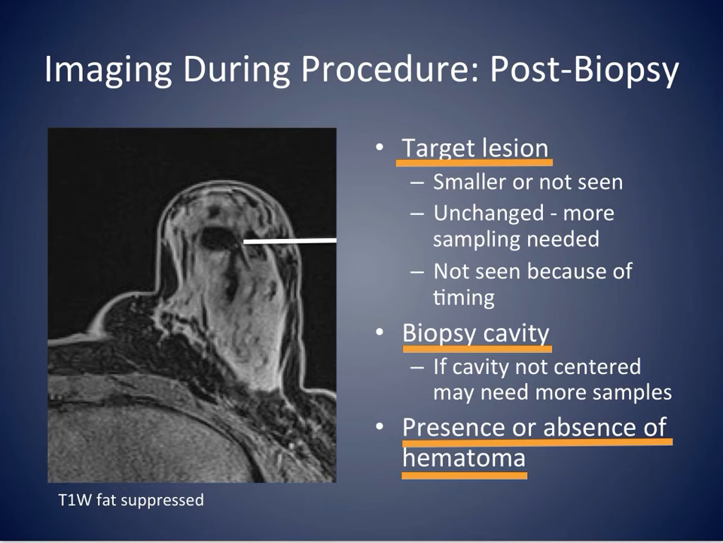If the lesion is smaller or no longer seen, the biopsy is most likely successful. If the lesion persists or is unchanged, more sampling is needed. If the lesion is no longer seen because of timing, the location of the biopsy cavity should help to confirm successful sampling. If the cavity is not centered in the expected location of the lesion, additional sampling is needed. If a hematoma has developed, additional aspiration or immediate clip placement and prompt conclusion of the biopsy should follow.